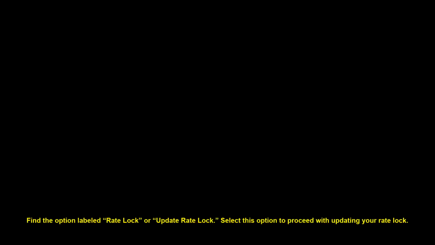Find the option labeled Rate Lock or Update Rate Lock. Select this option to proceed with updating your rate lock. You might be prompted to enter new information or select a new rate lock period. Review the available rates and choose the one that suits your needs.